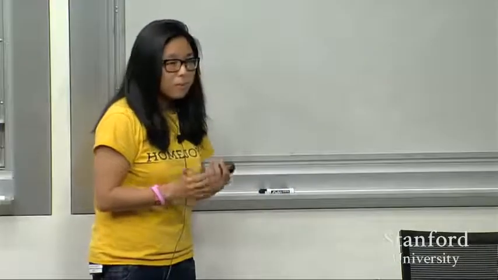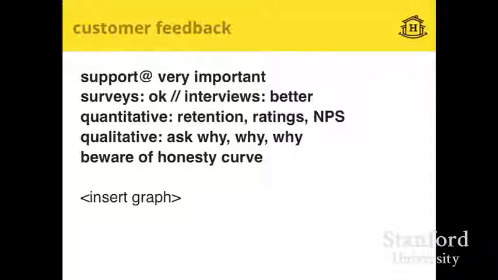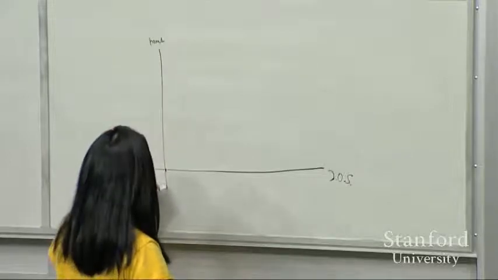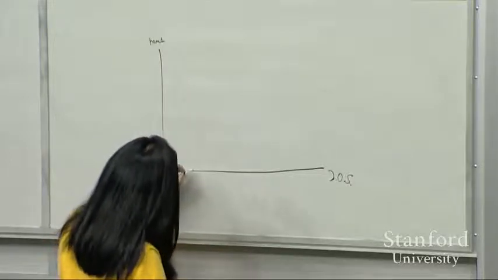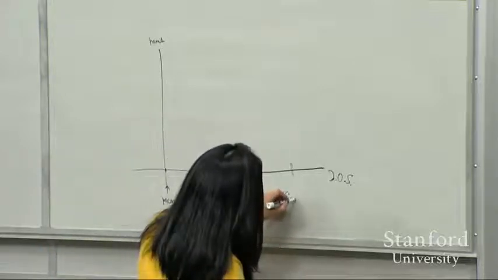The other thing is, I'll get to the qualitative thing later, but the one thing you should be wary of is the honesty curve, which is that some people will just lie to you. So, this axis is degrees of separation from you, and this is the level of honesty. So this is your mom. This is your friends of friends. And here are random people.